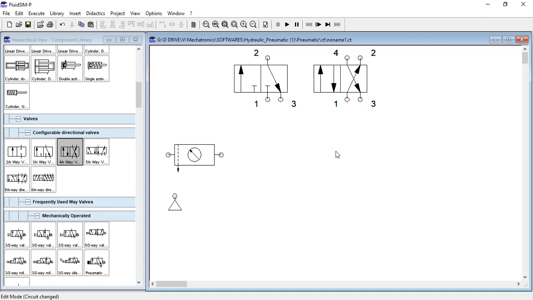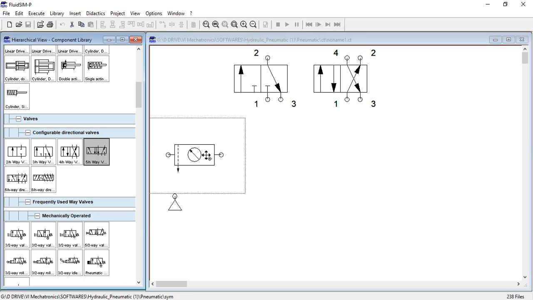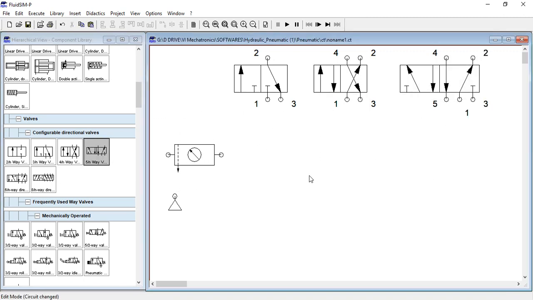Then there is another configuration. Now tell me, what valve is this? 5 seconds. Yes, this is 5. That means you can see there are ports 1, 3, 5, 2, and 4. So there are 5 ports. And how many squares can you see here? 2 squares. So this is nothing but a 5 by 2 direction control valve. Okay. So this is 3 by 2, this is 4 by 2, this is 5 by 2.